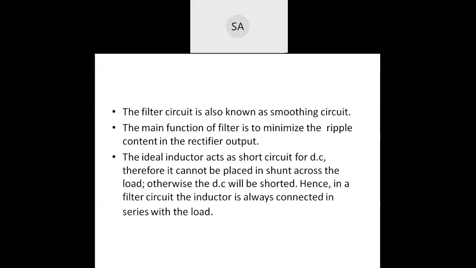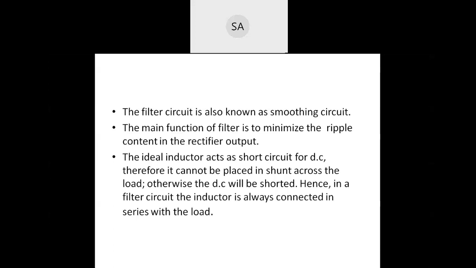The ideal inductor acts as a short circuit for DC. Filters can be built using inductors or capacitors, the L section, the pi section, or the CRC, so we have different types. If you are using an ideal inductor, it acts as a short circuit for DC. Therefore, it cannot be placed in shunt across the load. If you place it in shunt across the load, it will remove the DC component. Otherwise, the DC will be shorted.